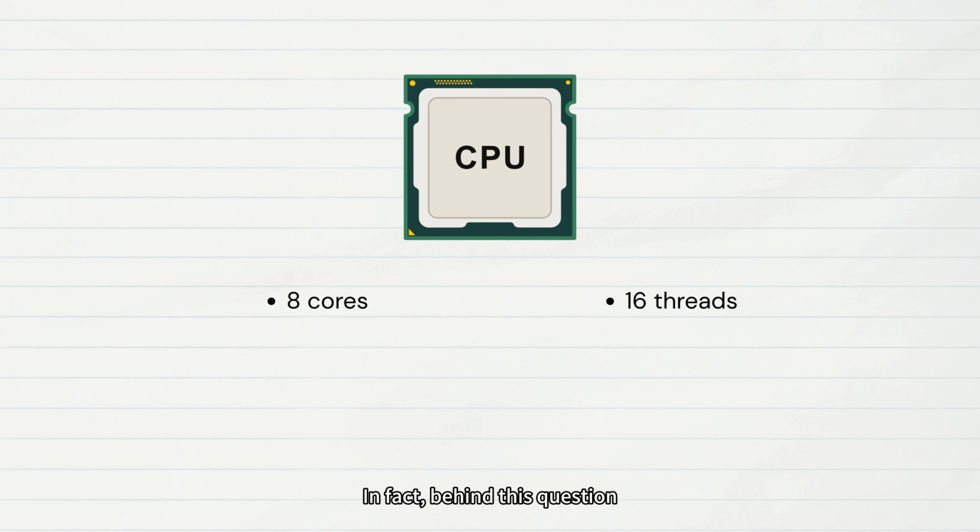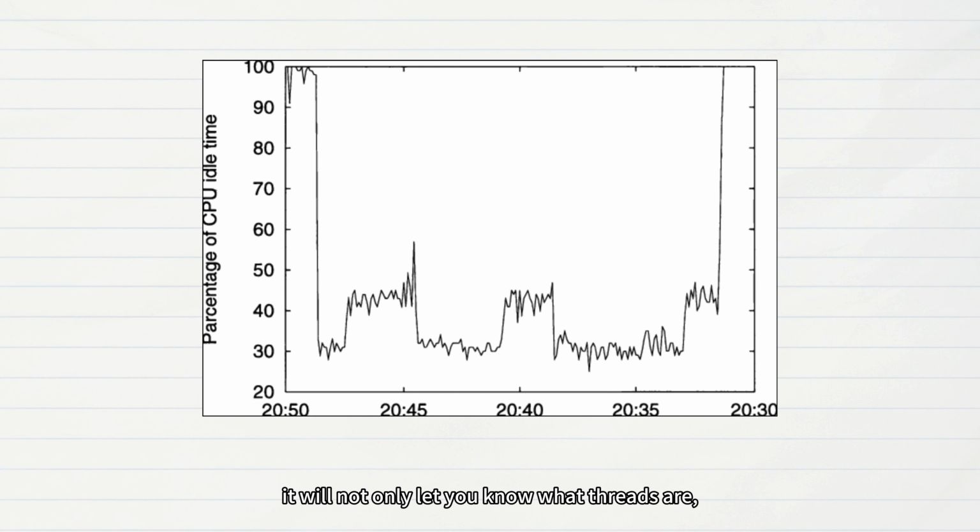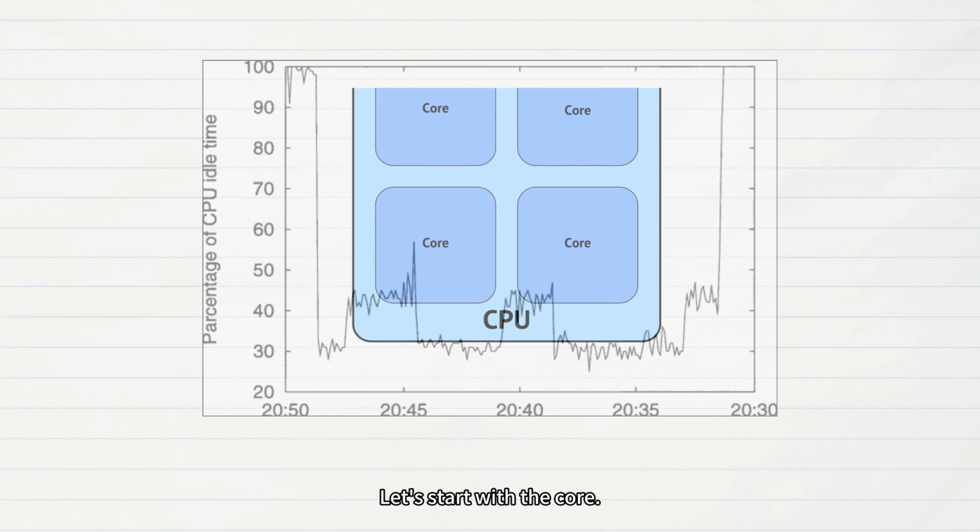In fact, behind this question lies the most important design philosophy of modern CPUs, and understanding it will not only let you know what threads are, but also why even a CPU with billions of transistors often still spaces out. Let's start with the core.